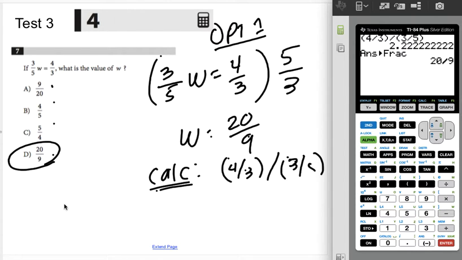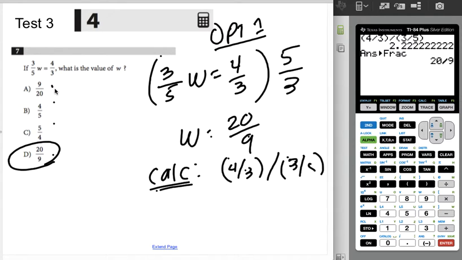That's definitely an option. Another option, right, is you could have just plugged in all of these and said, what happens if I do 3/5 times this value, right? If you did 3/5 times the 9/20, you would have gotten 27/100, which is definitely not 4/3, right? So you'd cross that off, right? If you'd done 4/5, you would have gotten 12/25, which again is not 4/3, so you'd cross that off.